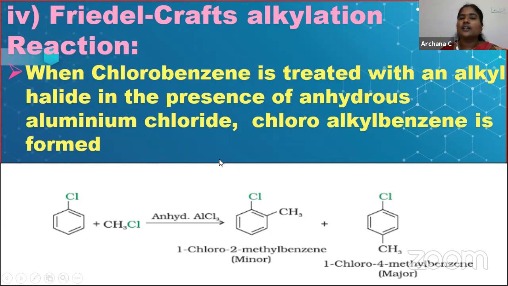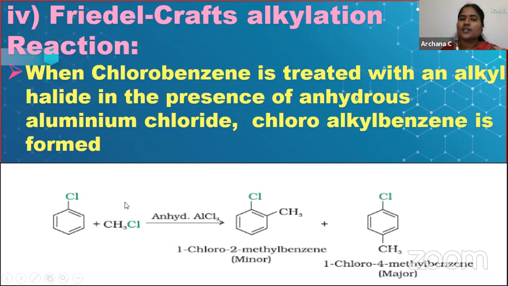Is that clear, children? So what is meant by the Friedel-Crafts reaction? When chlorobenzene or a haloarene reacts with haloalkanes in presence of anhydrous aluminum trichloride, it forms 1-chloro-2-methylbenzene, or the next one, 1-chloro-4-methylbenzene.